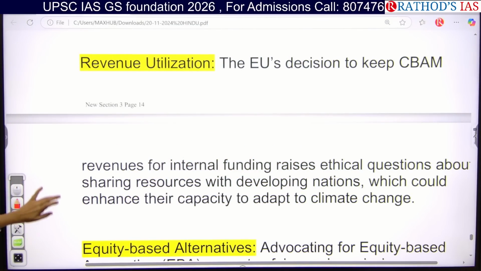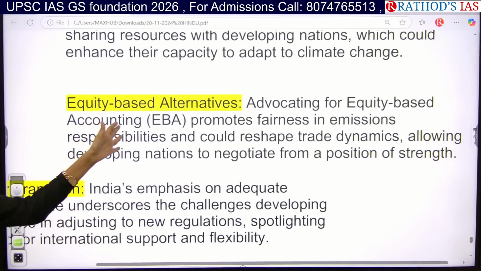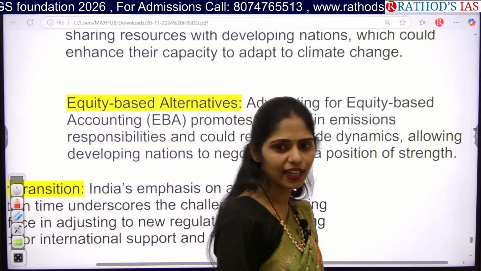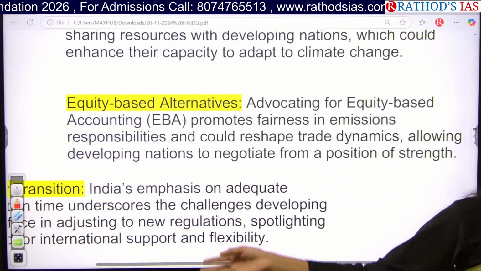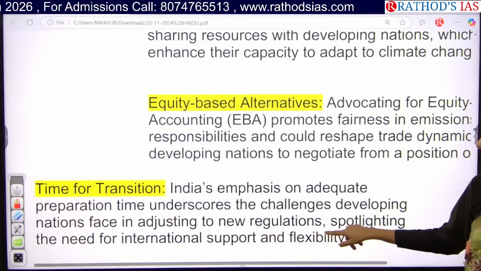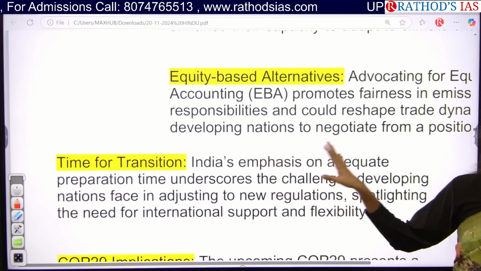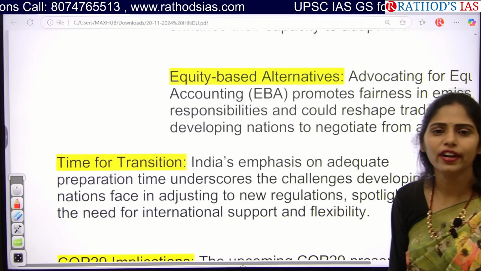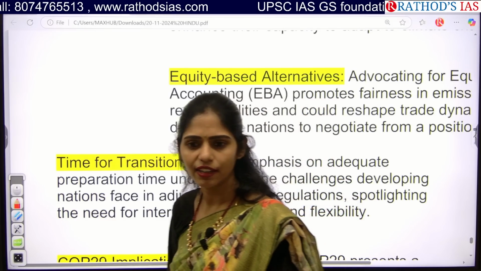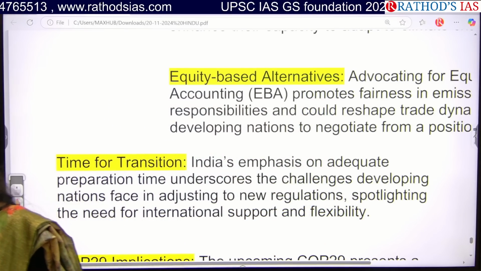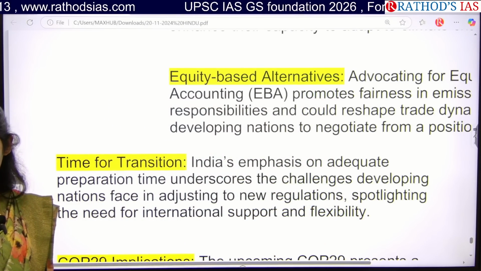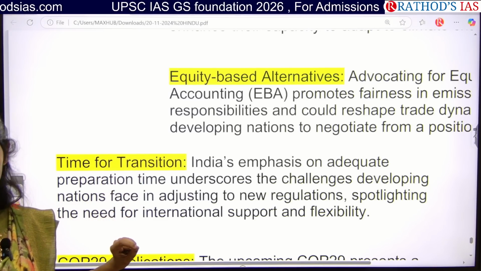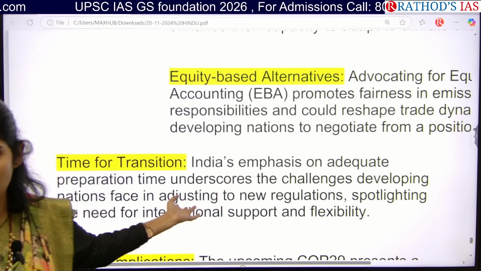Okay, next one here is we have to focus on equity based alternatives, that is we have to give much more time for these developing countries to reach their targets rather than developed countries, right? That we have to take some equity based alternatives. And especially developing countries need to get some more time for transition towards renewable energy. Already India is focusing a lot on renewable energy transition. So we are focusing on improving solar energy, wind energy, etc. In the same way, we need some more time along with the finance and technology so that we can achieve this target.